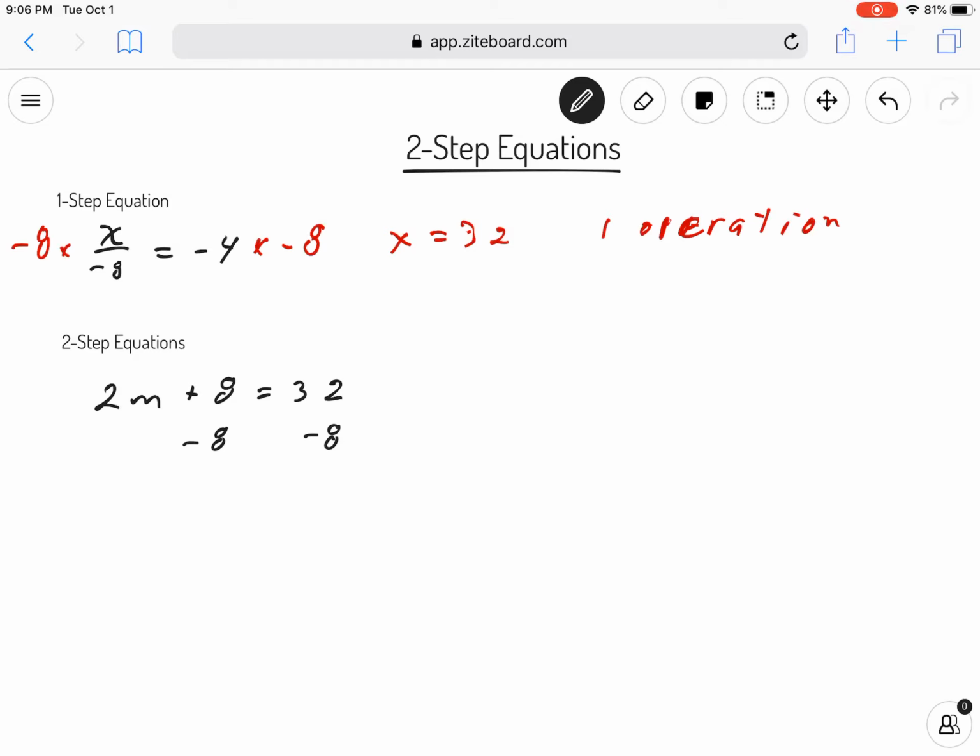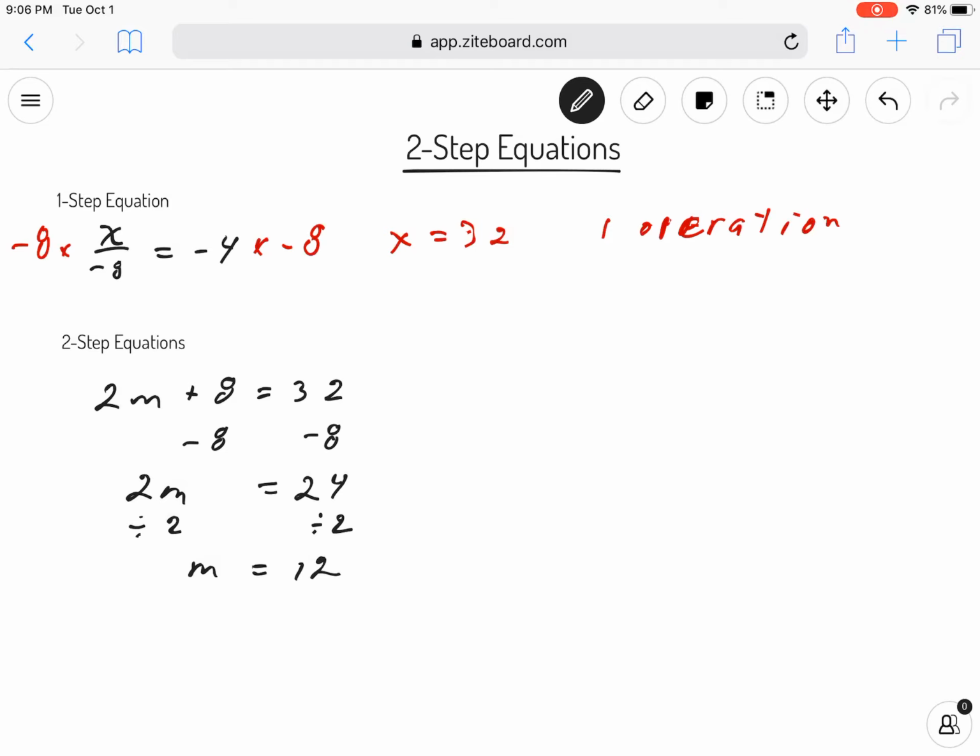Okay, and that gives us 2m equals 24. And now we want to divide by 2. Since we're multiplying by 2, we want to divide by 2. And that gives us 2 divided by 2 is 1. So we have 1m equals 12. Okay.